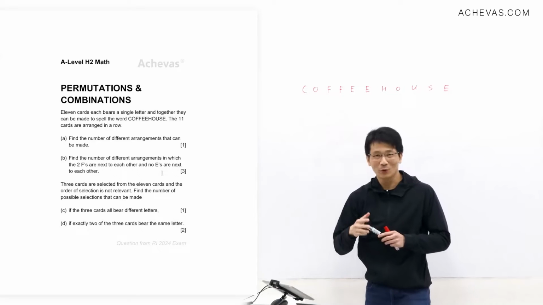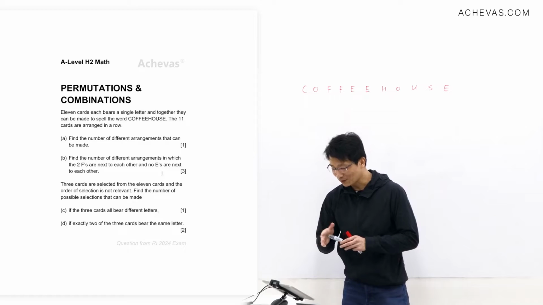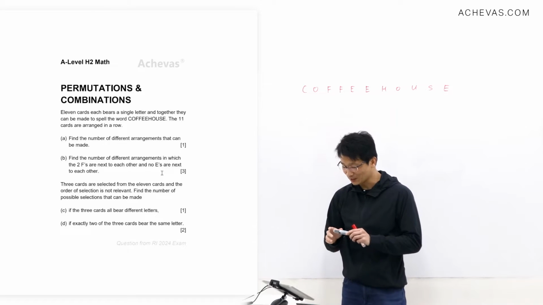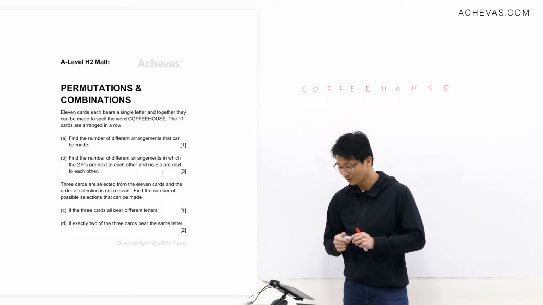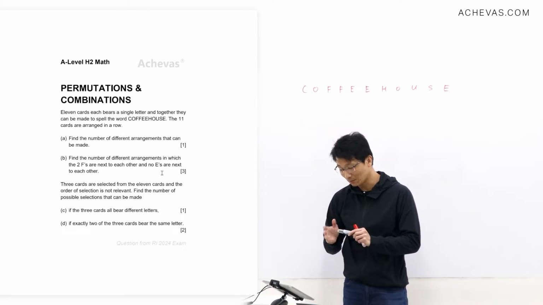Hi everyone, today we'll be taking a look at a question on permutation and combination. So we have 11 cards, and each bears a single letter, and together they can be made to spell the word COFFEE HOUSE. And these 11 cards are being arranged in a row. For part A of the question, it says find the number of different arrangements that can be made.